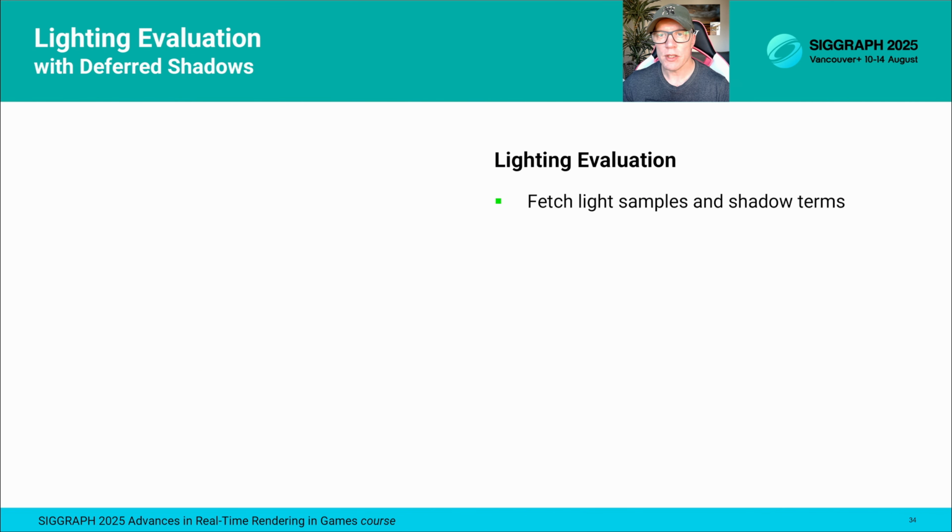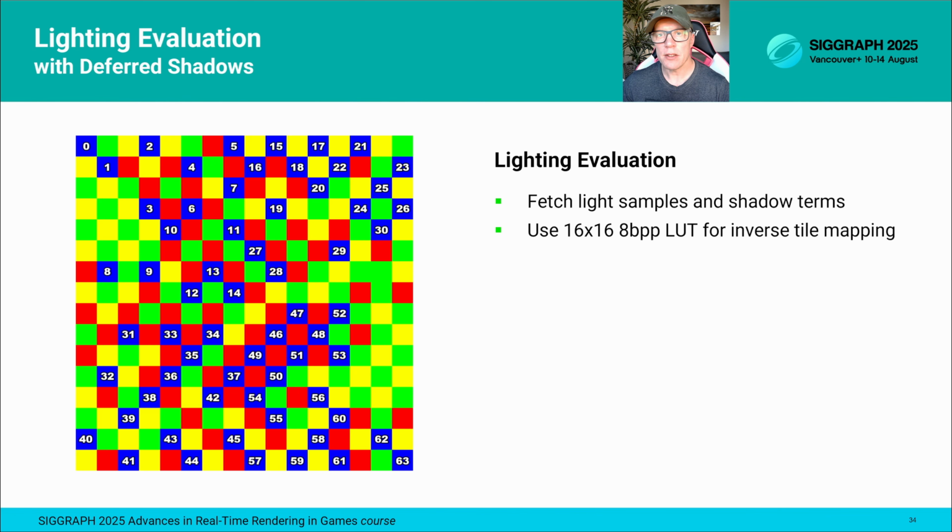In the lighting evaluation stage, we first fetch small tile light samples and shadow terms for the pixel. Since we want this stage to also run in a pixel shader, we need a way to map screen pixels back to small tile and sample indices. To achieve this, we use a 16x16 pixel inverse LUT that links screen space quad coordinates to the interleaved tile and sample indices. With this information, we can then fetch both the light samples and shadow terms for each pixel.